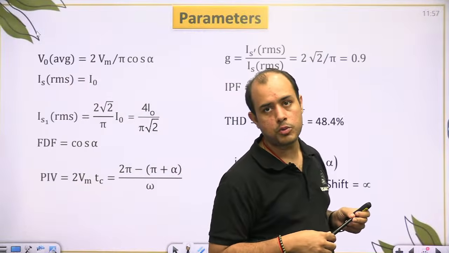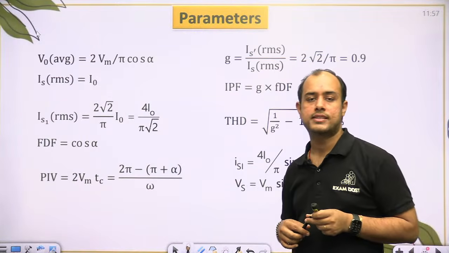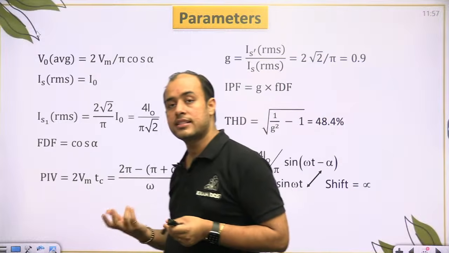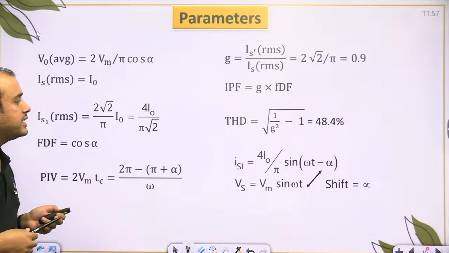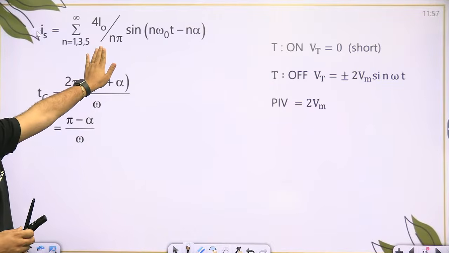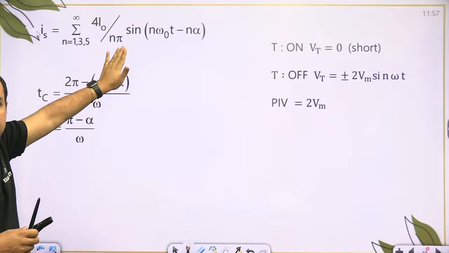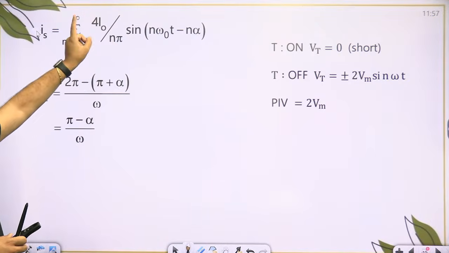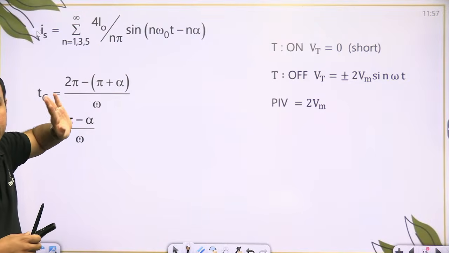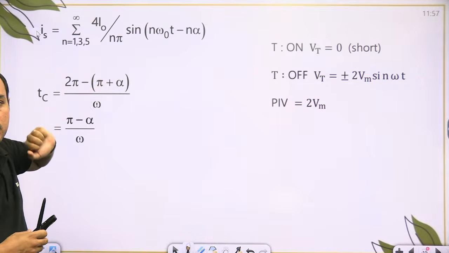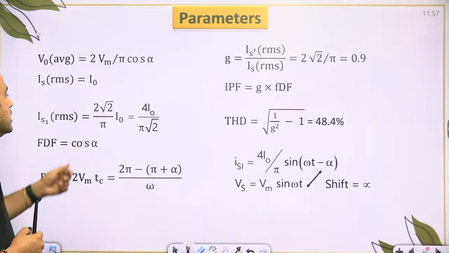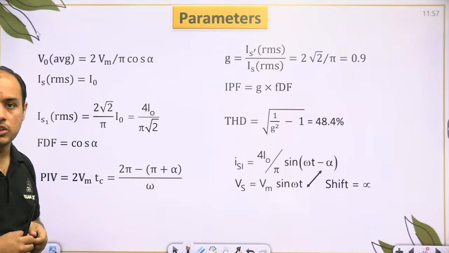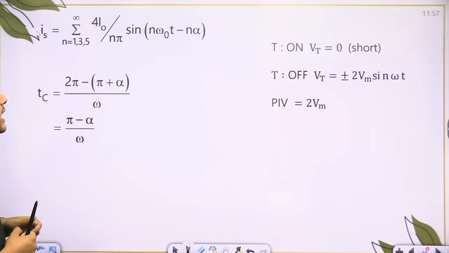Now the average output comes as 2 Vm by pi cos alpha. Supply current is a square wave, so RMS is the same as the peak value. Fundamental RMS: take the peak value 4 I naught by pi for n equal to 1, then divide it by root 2. So it is 2 root 2 by pi I naught.